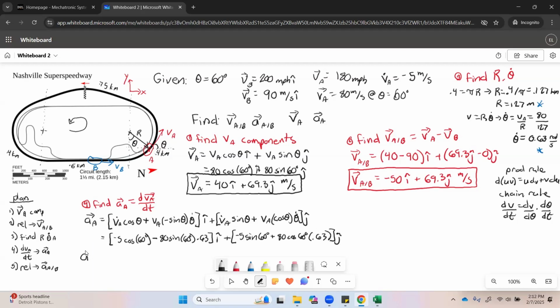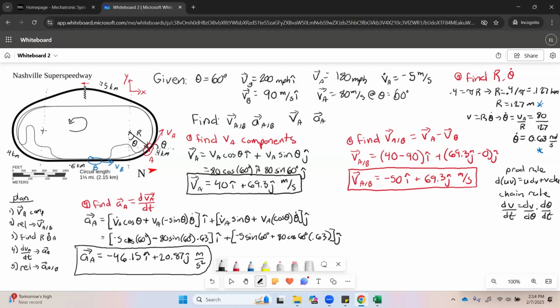So finally, acceleration of A, put all that in a calculator and see what you get. So now acceleration of A equals -46.15 I hat plus 20.87 J hat meters per second squared. So this is the acceleration of car A.